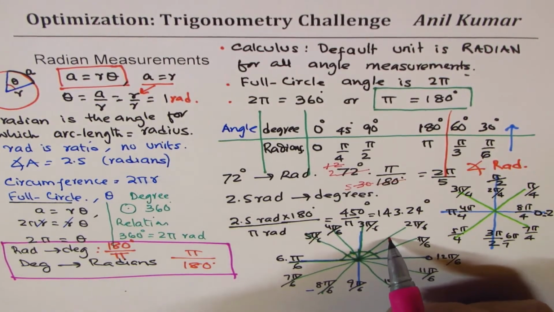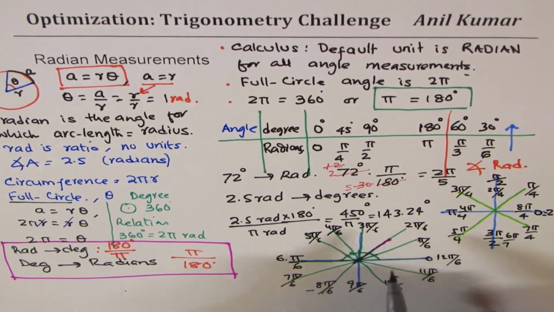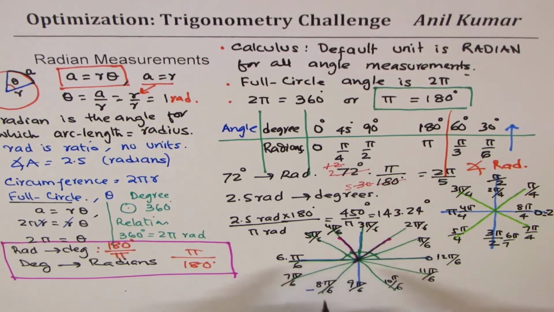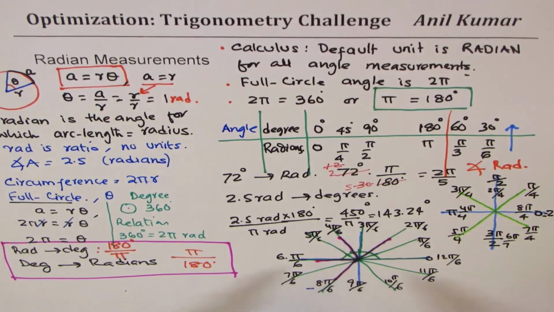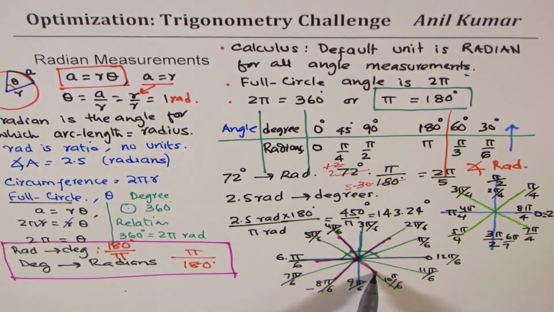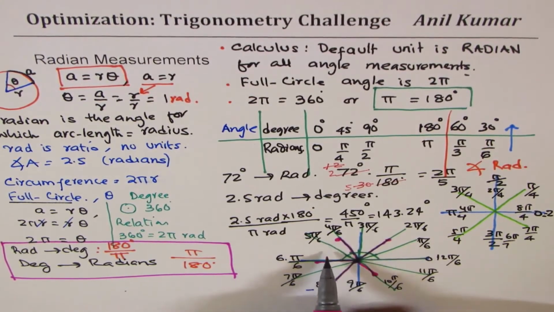Now you'll notice that these lines are pi by 3 apart, right? So the even multiples are pi by 3 apart. Do you see that? So these are pi by 3 apart.